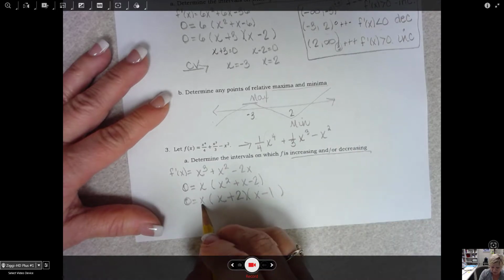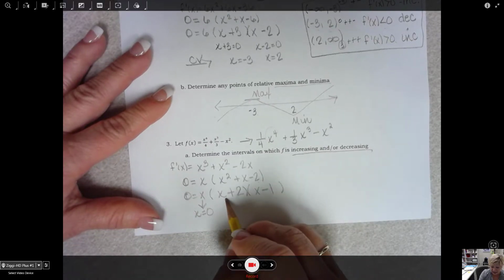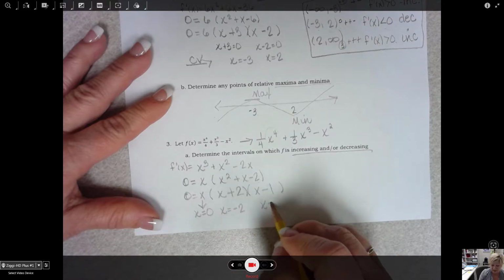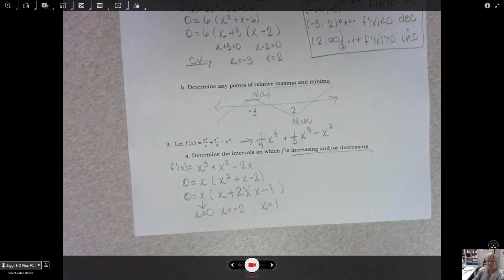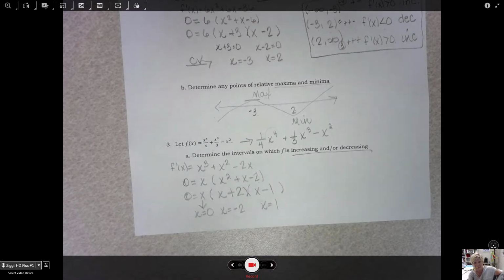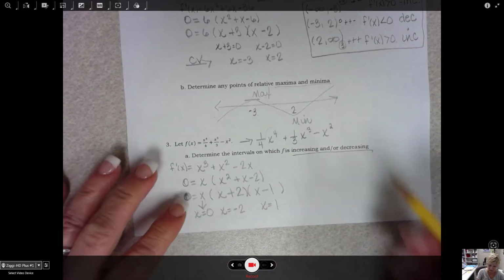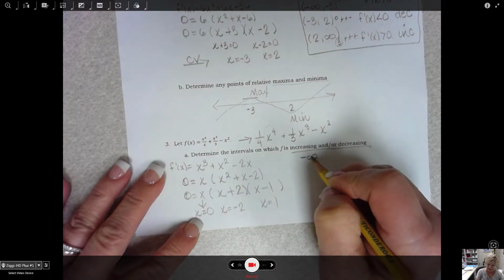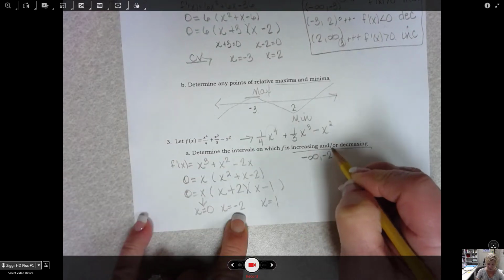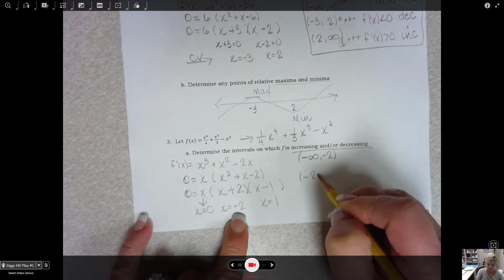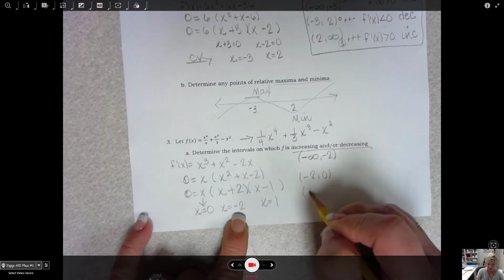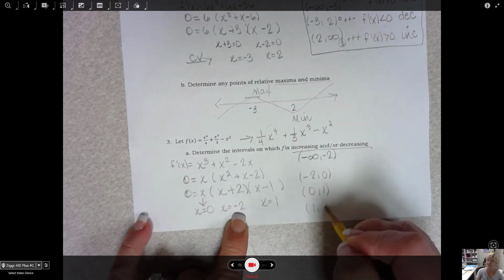So here, this critical value would be 0. Here, a negative 2 plus 2 is 0. And a positive 1 minus 1 is 0. So those are my critical values. Again, I'm going to separate that into some intervals. So negative infinity to negative 2 comes first, and negative 2 to 0, 0 to 1, and 1 to positive infinity.